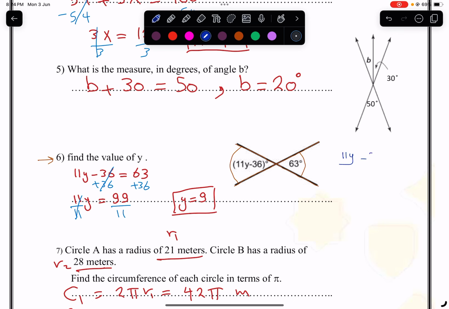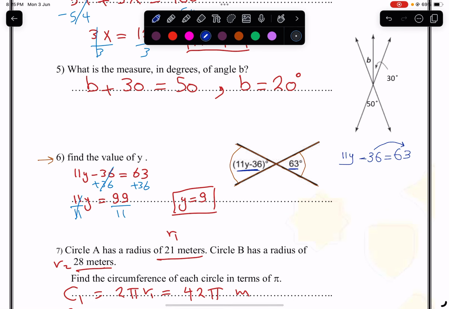11y minus 36 equals 63, because this part, 11y minus 36, equals 63. Now what do I do? I need y. So I must move the negative 36 to the other side. When we move it, you must flip the sign.